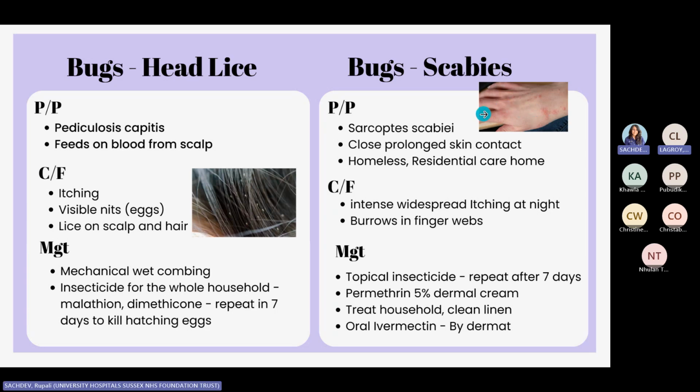The management is, again, a topical insecticide, which you need to repeat after 7 days. You can use permethrin 5% dermal cream. You do need to treat the entire household and clean and wash all the linen at high temperatures to make sure that you kill off any of it. And then if it's quite an extensive infection and you need further input by dermatology, they would probably give you some oral ivermectin for further treatment.